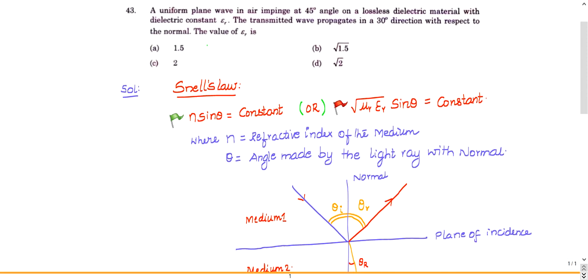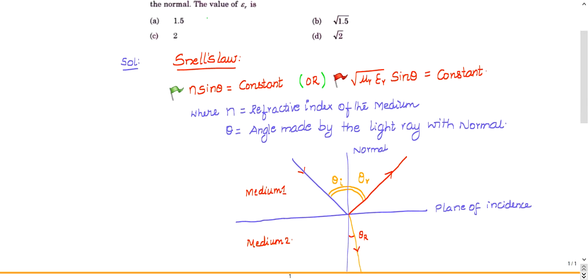Let us see Snell's law. Snell's law states that neta sin theta equals constant, where neta indicates the refractive index of the medium. You might have studied this in your class 9 and 10, right? Theta indicates the angle made by the light ray with the normal.